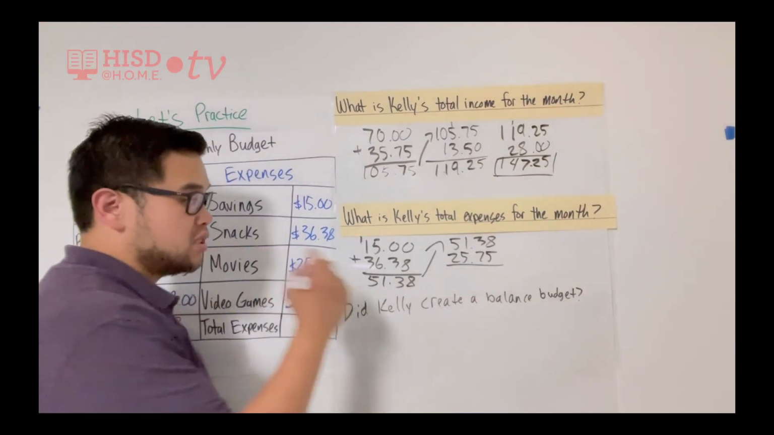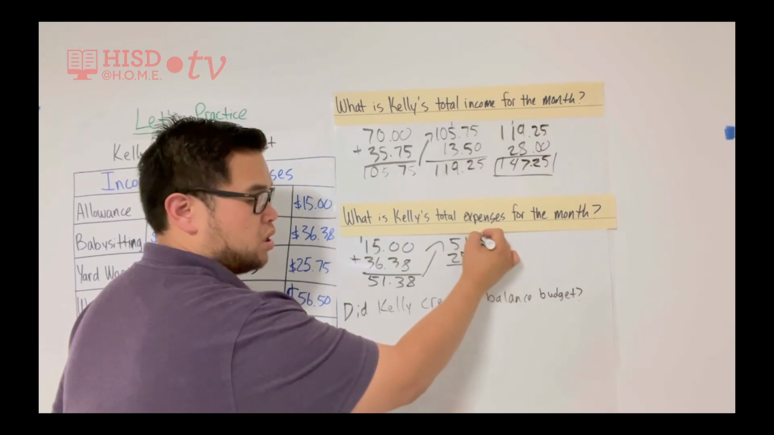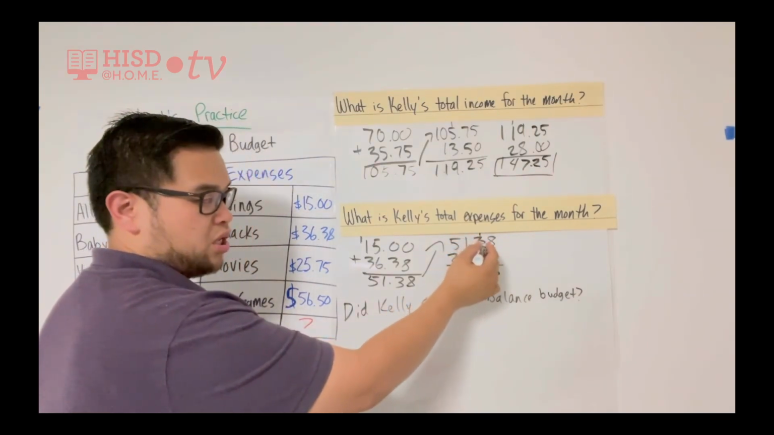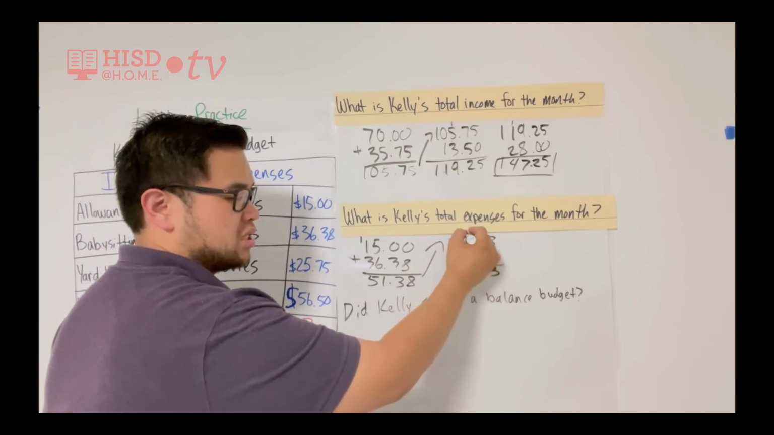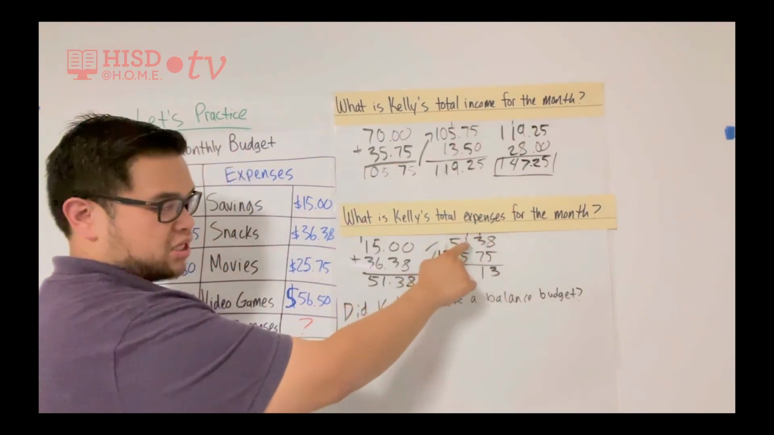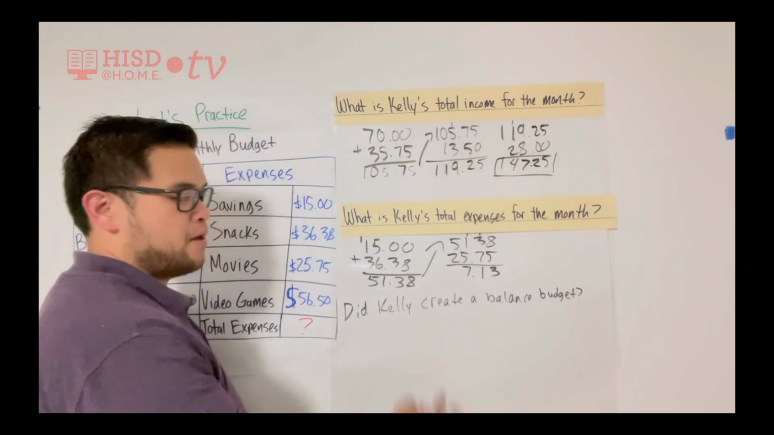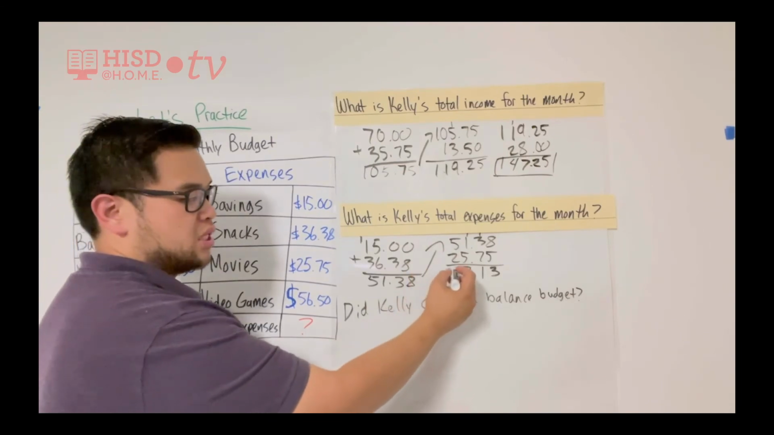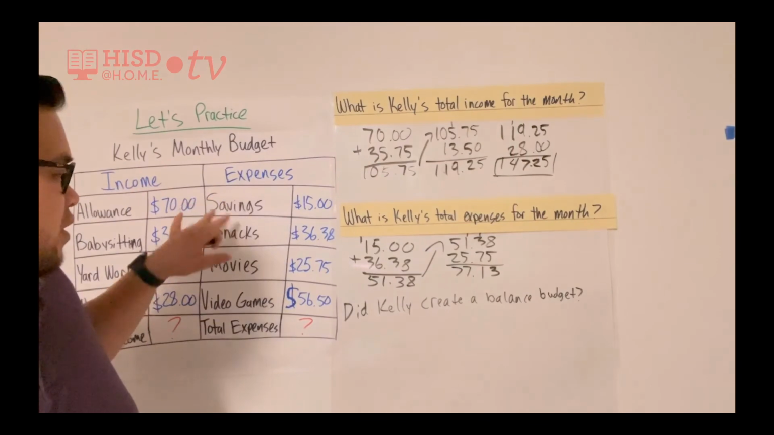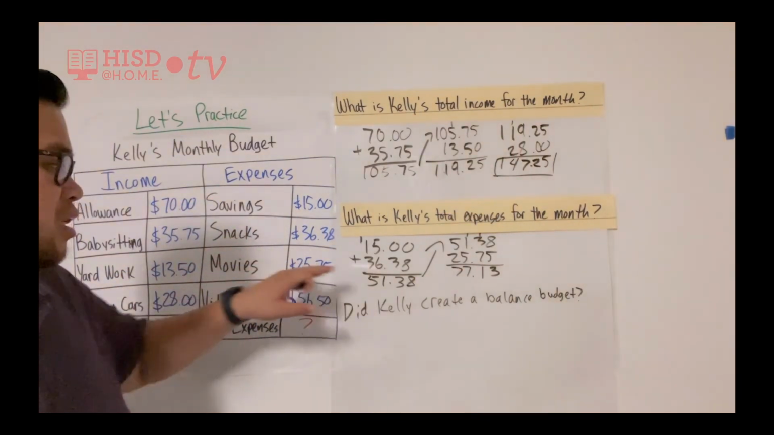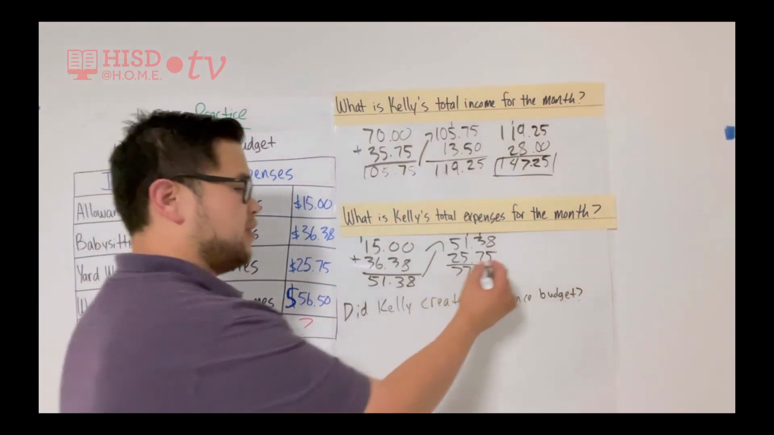Now we're adding the movies. 8 plus 5 is 13. Bring the 10 cents over there. 10 plus 30 is 40. Plus 70 is $1.10. 10 plus 10 is 20. 20 plus 50 is 70. $50 plus $20 is $70. So now her expenses with the savings, the snacks, and movies is $77.13. Now we're going to take this and add the $56.